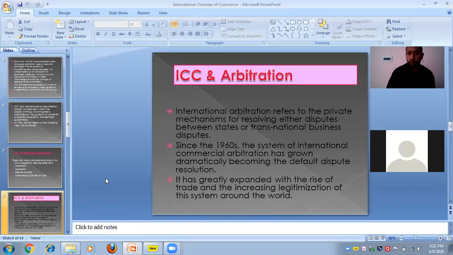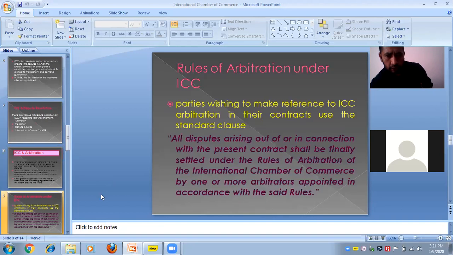International arbitration refers to the private mechanism for resolving either disputes between states or transnational business disputes. This first line shows that the ICC not only arbitrates within states, but also transnational business. If two individuals from different nations are doing business and there is a dispute among them, the ICC will resolve that dispute. The second point, since 1960, is the history of the arbitration process. Now it is the important thing. Read it and then I will explain it to you.